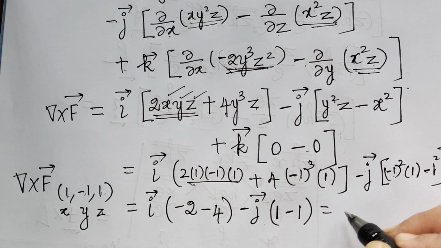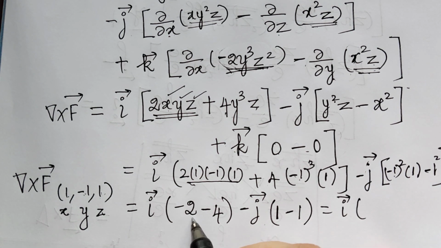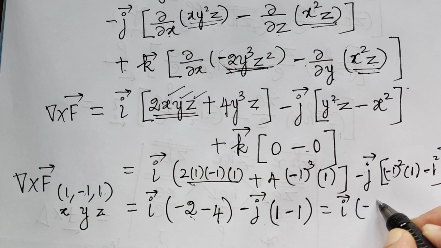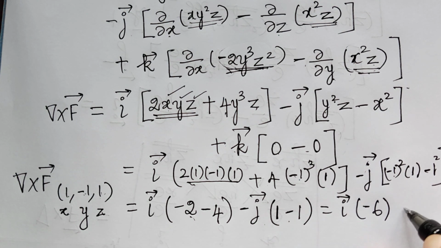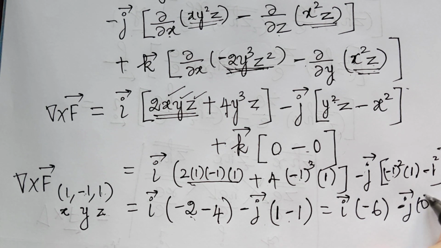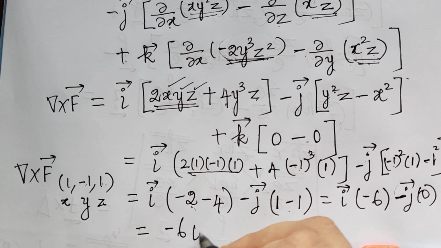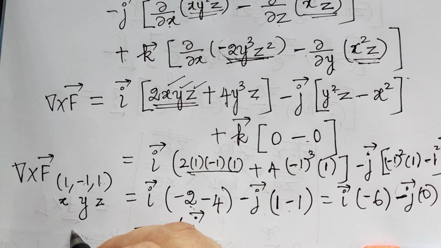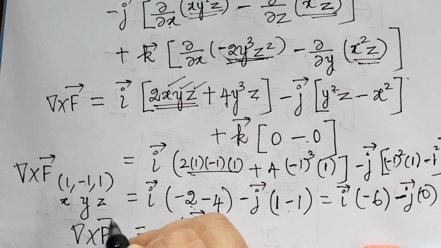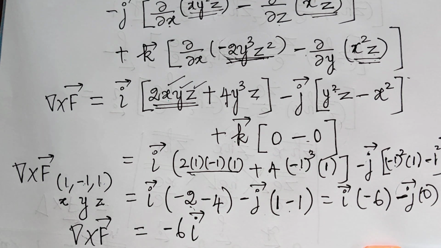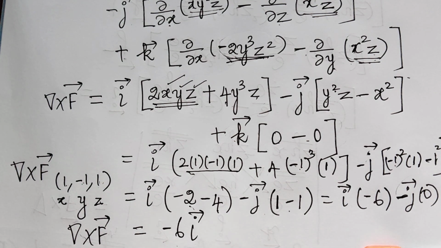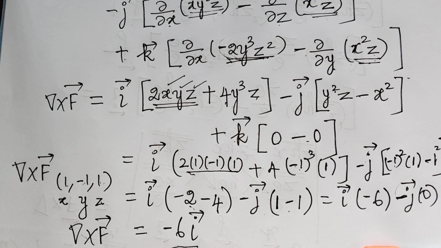And so that will be equal to i vector multiplied with minus 2 minus 4, which is minus 6, and j multiplied with 0. So this is going to become completely 0. Therefore, we will be getting the answer to be minus 6i vector. Therefore, del cross F vector at the given point is minus 6i vector. So this is how we have to evaluate the curl of a vector point function at a given particular point.